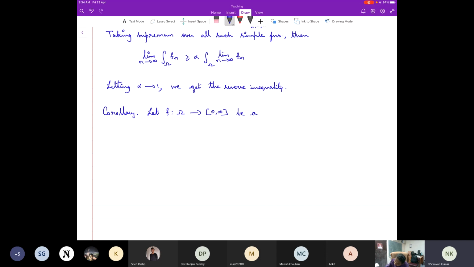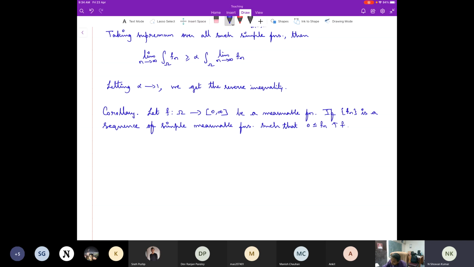Let f from omega to [0, infinity] be a measurable function. If fn is a sequence of simple measurable functions such that 0 is less than or equal to fn and they increase to f, then the integral over omega of f coincides with the limit as n tends to infinity of the integral over omega of fn d mu. So this is a simple consequence of what is known as the so-called monotone convergence theorem.